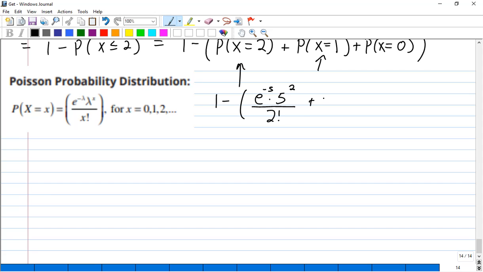And then plus e to the negative 5 times 5 to the 1, or first power, divided by 1 factorial. And we've already worked out this third part, but I'm going to write it down anyway. E to the negative 5 times 5 to the 0 divided by 0 factorial.